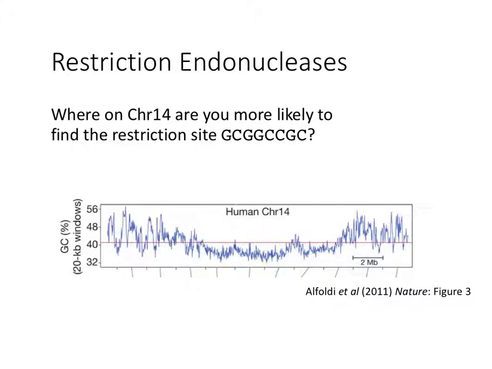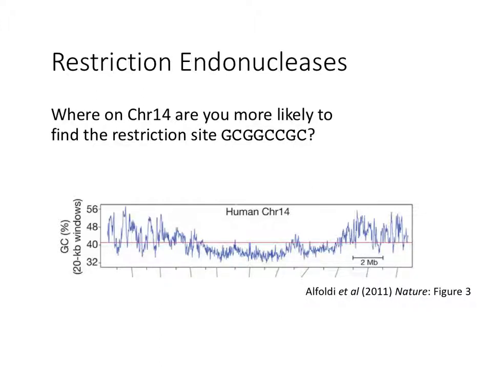Oh, and to conclude, the NOT1 restriction site, CGC, GCGG, CCGC, I can't even read. We just talked about isochores. So where are you more likely to find, if you were going to try to cut human chromosome 14 in little bits, and you were employing NOT1, the enzyme that recognizes that restriction site, where on chromosome 14 is it going to cut?